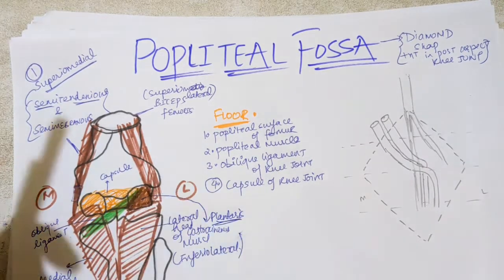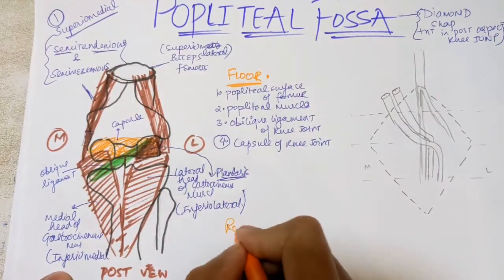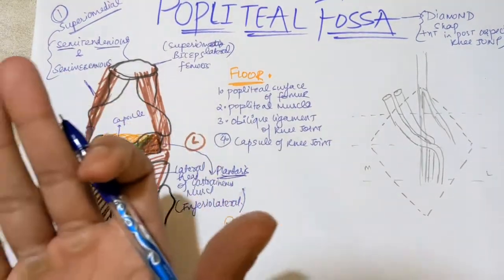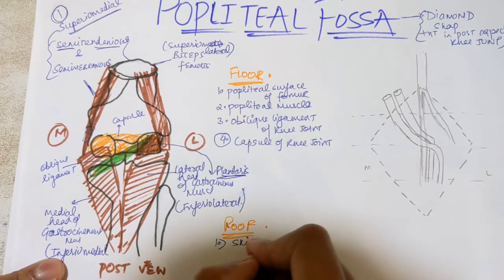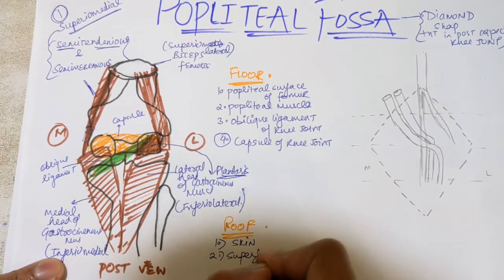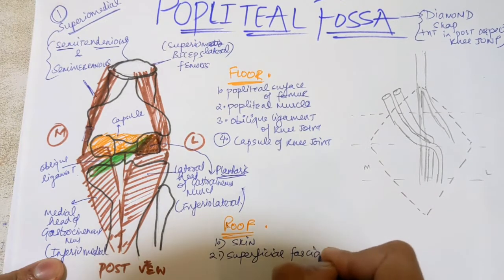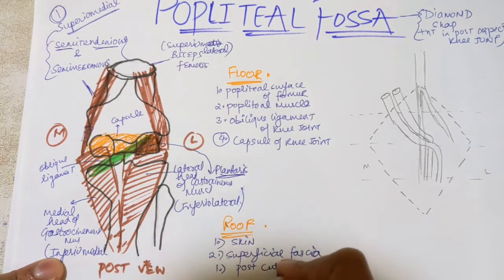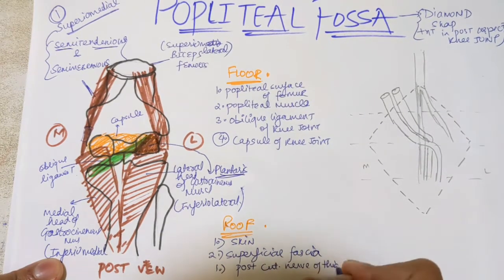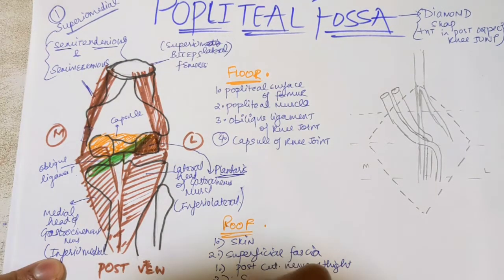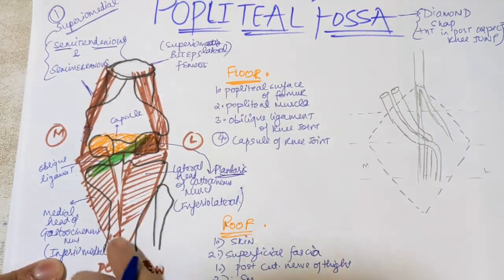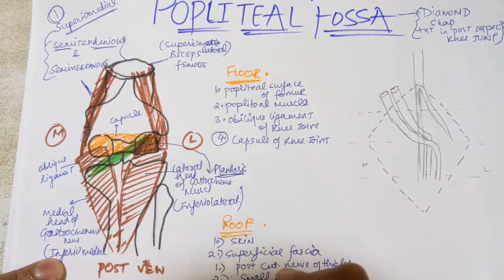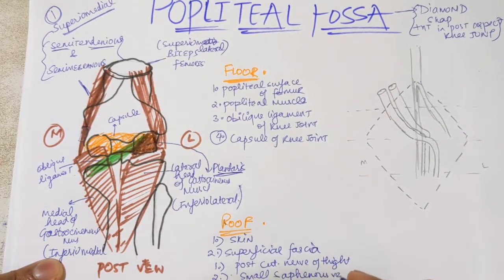Okay, so roof. Now we are moving to the roof. What are the structures forming the roof of this popliteal fossa? First, you know that there will be skin just above this popliteal fossa. The first structure is just common everywhere, skin. Then you can see superficial fascia. In the superficial fascia, you can see different nerves which are piercing this fascia. The first nerve is your posterior cutaneous nerve of the thigh. And second, you can see a vein also, the small saphenous vein, which will be draining into the great saphenous vein. It will also be piercing the superficial fascia in the roof of this popliteal fossa.